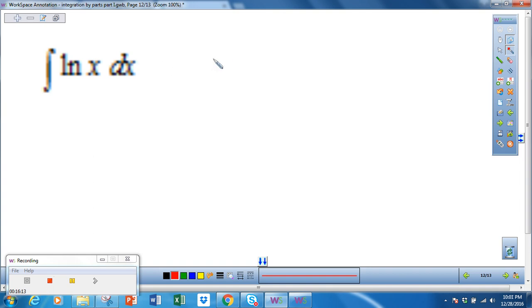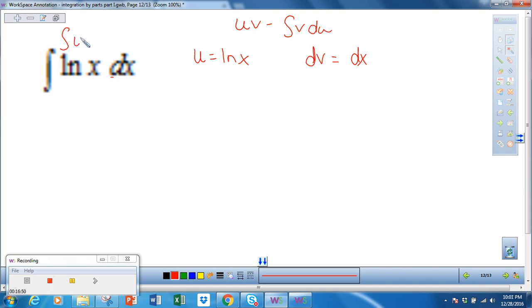Using isolate, this is not an inverse trig, but this is a log. So using isolate, u would be the natural log of x. Well, I guess you're wondering then what is dv? Well, dv is going to be dx. Okay? So remember the formula is uv minus the integral of v du. And this is the integral of u dv. So we have to make one u and the other one dv.